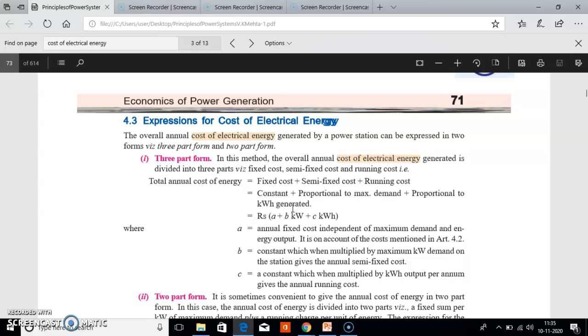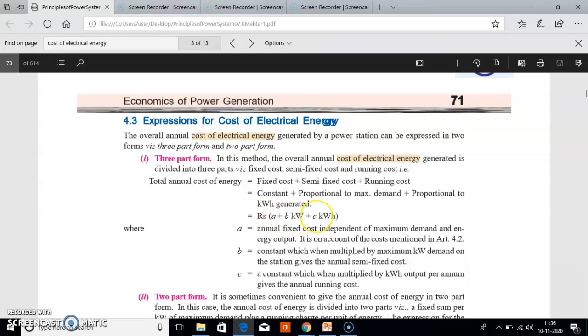In expression, the annual cost of energy equals rupees: constant A, plus B into kilowatt, where kilowatt is the unit of maximum demand and B is a constant, plus C into kilowatt hour, which is proportional to kilowatt hour generated. So that is the three-part form, the consolidation of fixed cost plus semi-fixed cost plus running cost.